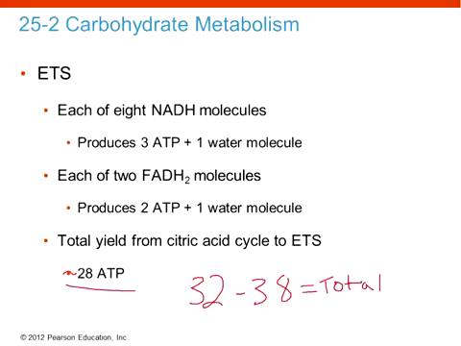All those NADHs and FADH2s are going to go to the electron transport chain. Each of the 8 NADH molecules will produce 3 ATP and water. Each of the 2 FADH2 molecules will produce 2 ATP and water, which gives us a total yield for carbohydrate metabolism of about 28 ATP. Now, if you've seen this before, which I'm pretty sure most of you have, you probably recognize that number changes.